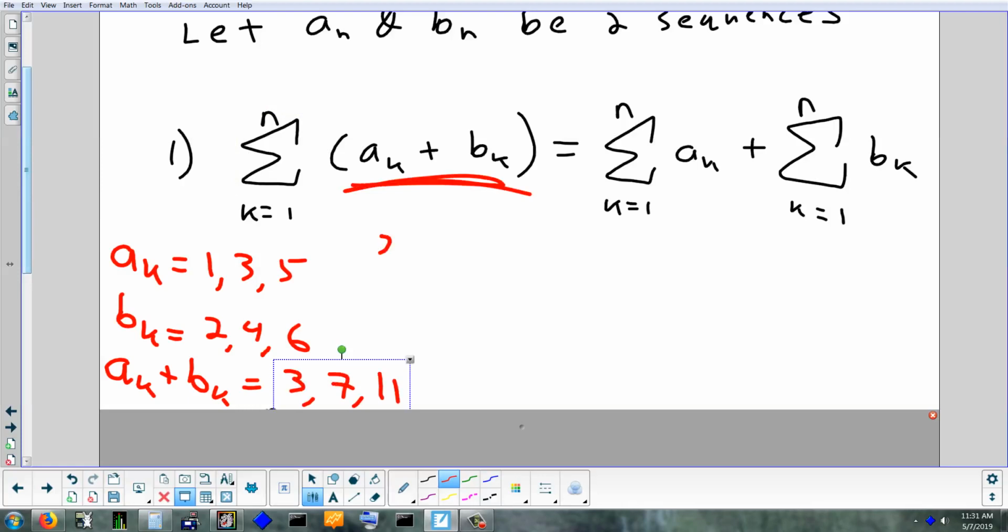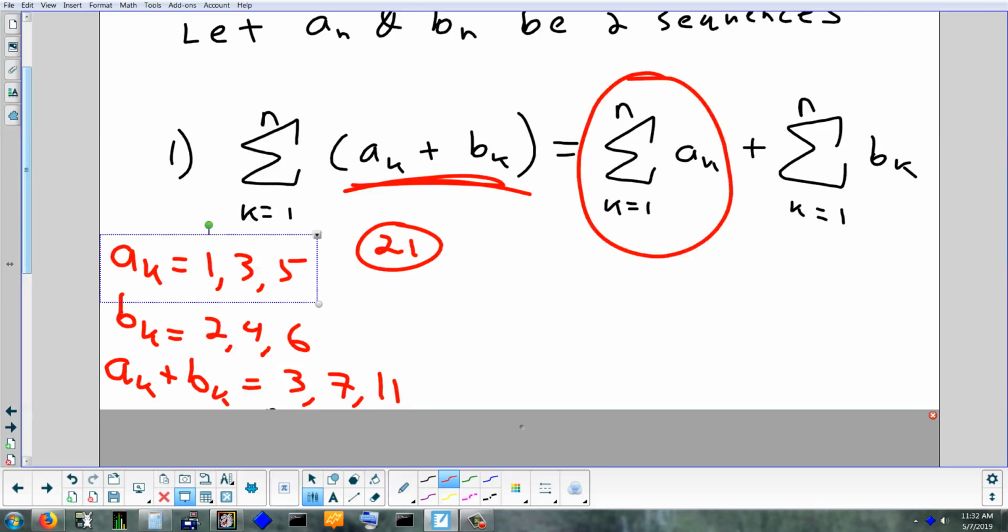21. So I'm just going to write that down for a second. So that's what the left-hand side is saying to do. Now let's do it on the right. On the right, it says add everything in sequence A first. What's 1 plus 3 plus 5? 9. Now add everything in sequence B first. What's 2 plus 4 plus 6? 12. And what's 9 plus 12?